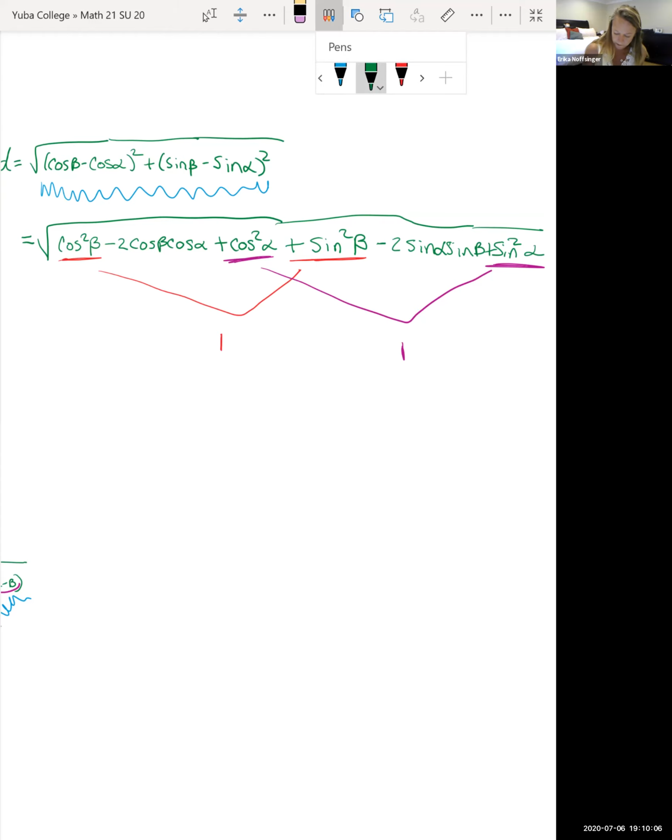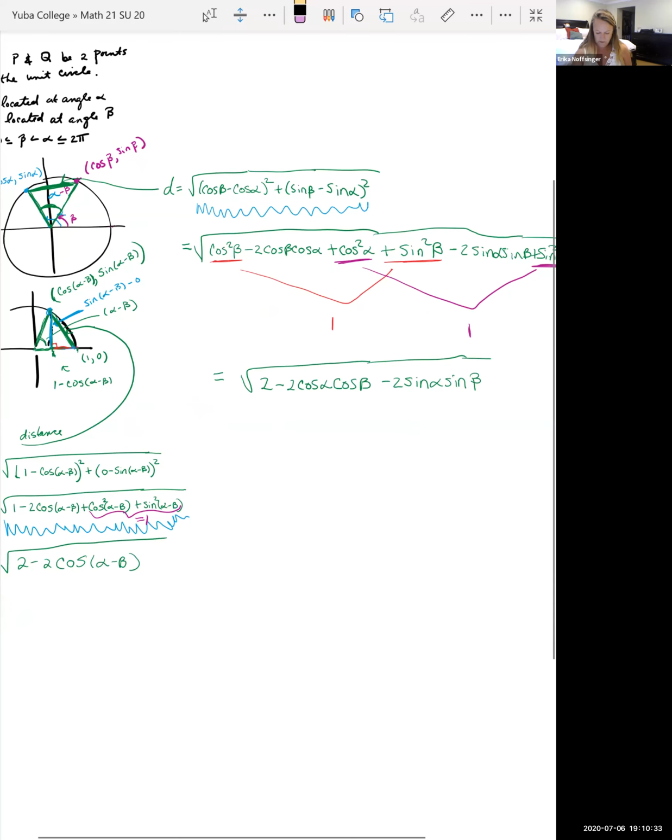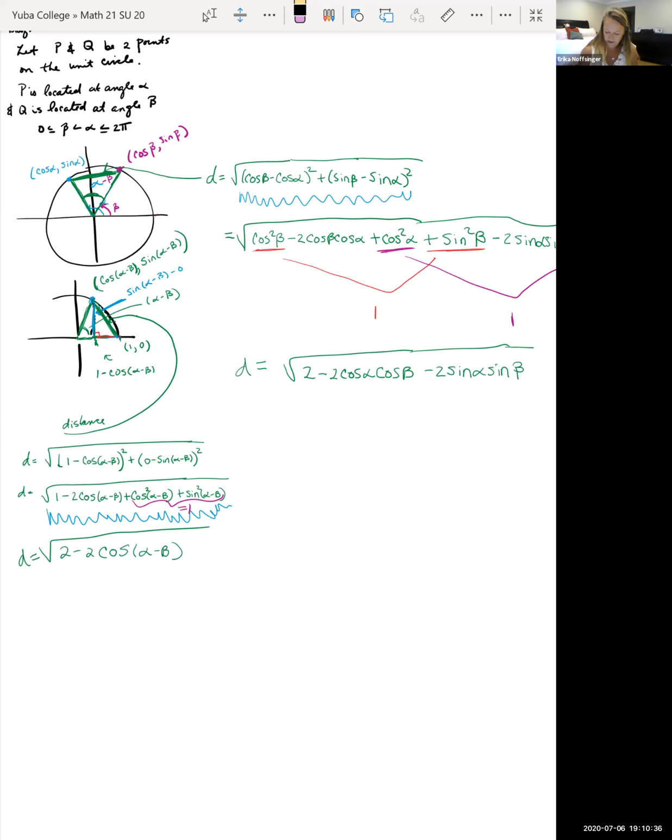So this is equal to the square root of 1 plus 1, so 2. And then we have a minus 2 cosine. I'm going to write it alpha first and then beta, cosine alpha, cosine beta. And then I'm going to have minus 2 sine alpha, sine beta. Okay, so like I said, those two sides were identical. We just rotated our triangle.